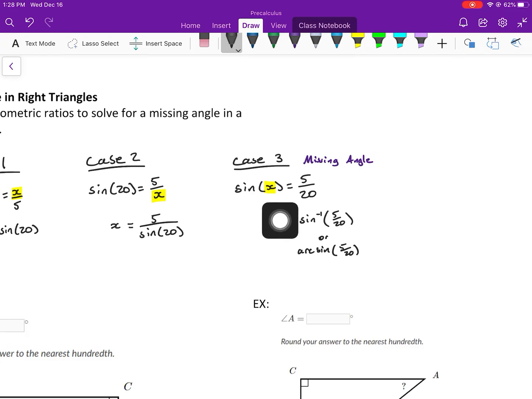If your function was cosine, obviously don't use sine inverse. It won't cancel out a cosine. You would use cosine inverse. If your function's tangent or cosecant or secant or any of the other functions, you would use their appropriate inverse function to cancel it, to leave you with that.